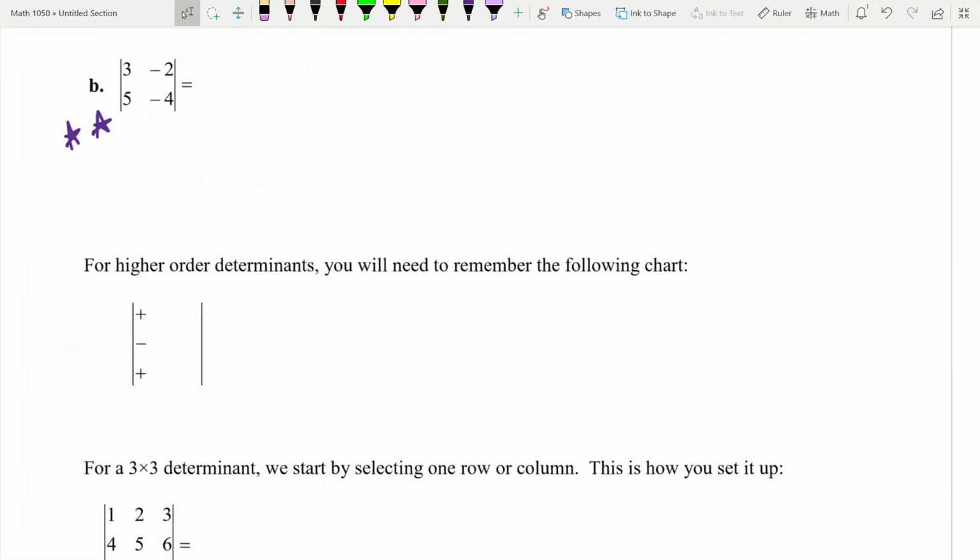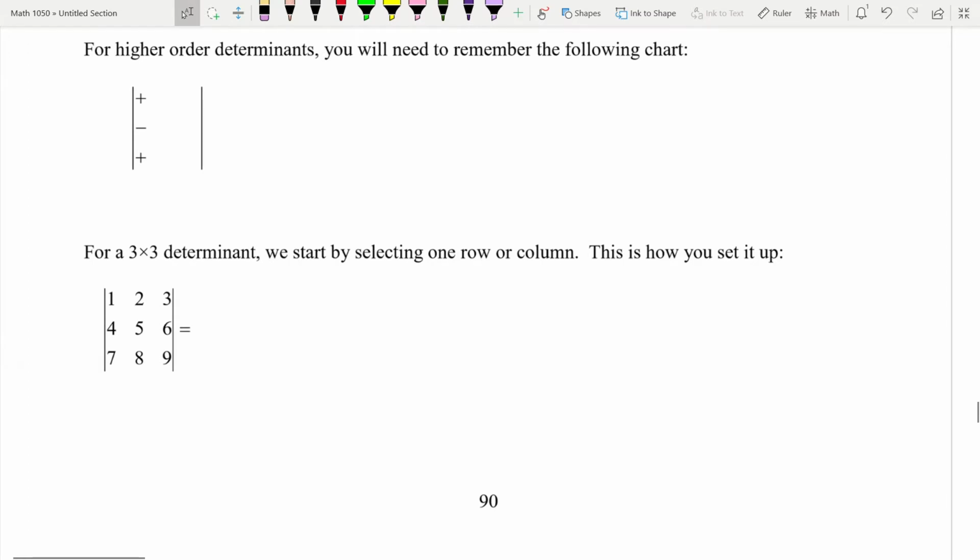Let's do question B. First thing you do is 3 times negative 4, that's negative 12. Then you put a minus. 5 times negative 2 is negative 10. Minus a negative 10 is a plus 10. A negative 12 and a positive 10 is a negative 2, and that's your answer. Okay? All right. So what's going to happen is it's probably going to be a 3 by 3 instead of a 2 by 2, which is going to be bigger.